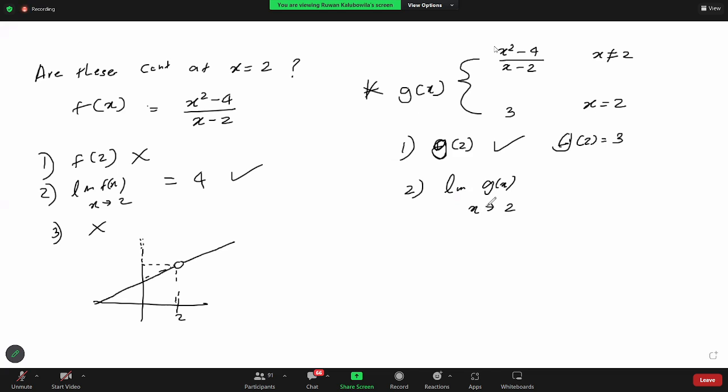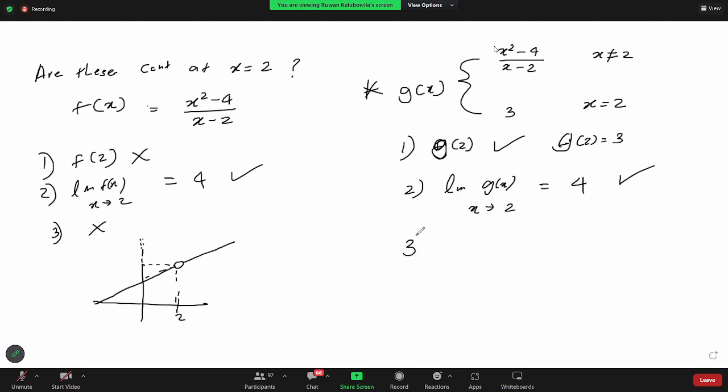Yes, you can find the limits because we are not considering the exact point x equal to 2, right? To find the limits, that means we come from the right hand and left hand and check whether the limit exists or not. Whether in here the limit is actually equal to 4, right? So the second statement is true.